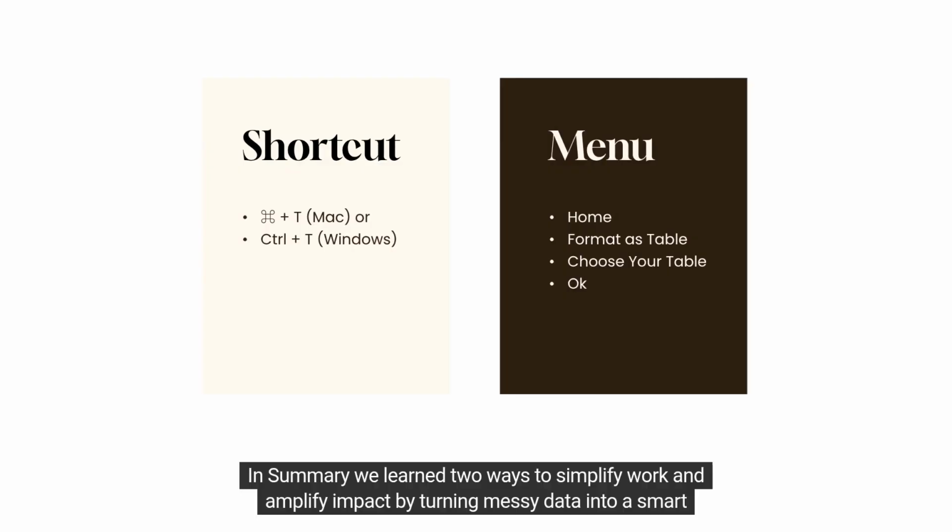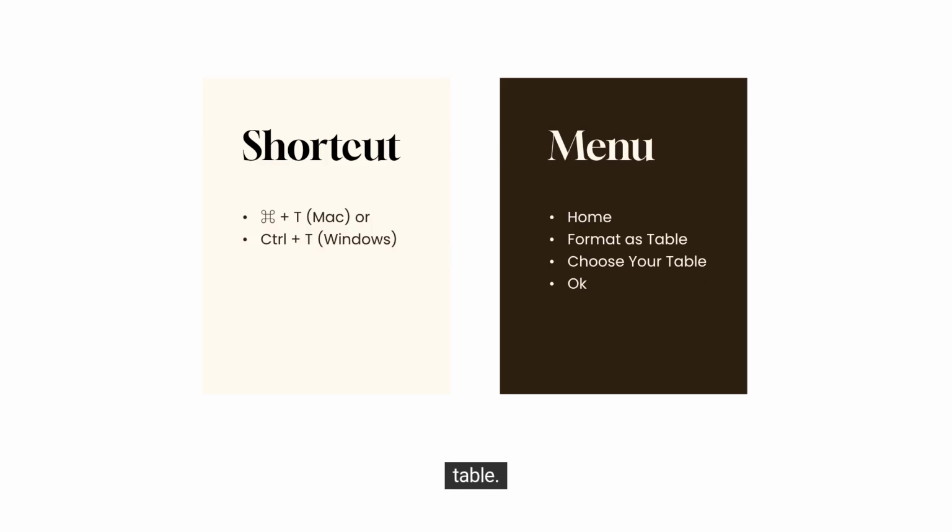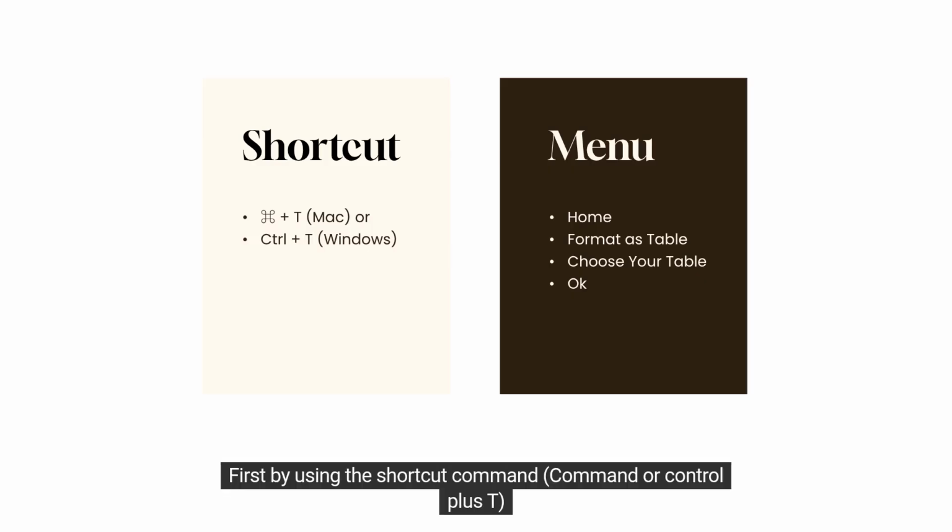In summary, we learned 2 ways to simplify work and amplify impact by turning messy data into a smart table. First, by using the shortcut command, Command or Control+T. Second, by following the menu path, by going to Home, then Format as Table.